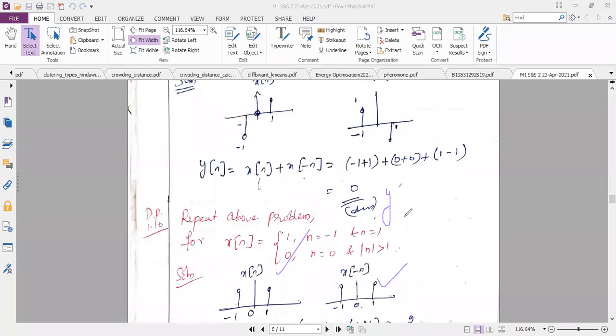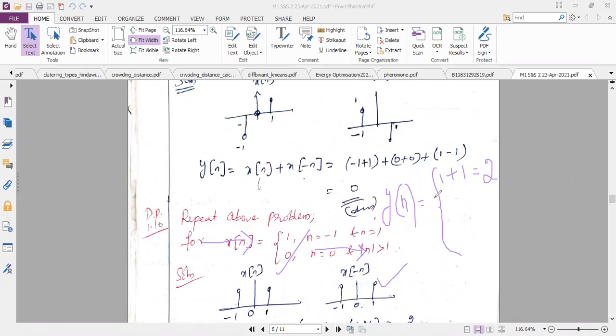So I will just write y of n is equal to, you know how to do the addition. I start with the extreme left hand side for both the signals. Extreme left hand side is minus 1. At minus 1, can anybody tell me the amplitudes of both the signals? 1 and 1, am I right? So when I add the two signals, will I get the amplitude as 2 now? I have to add 1 plus 1.